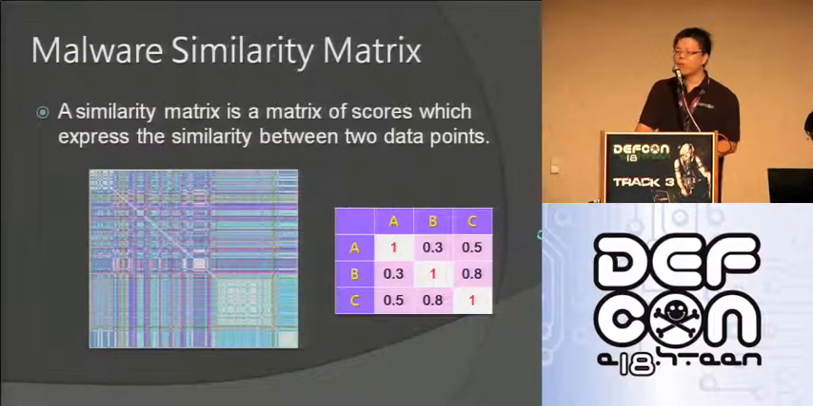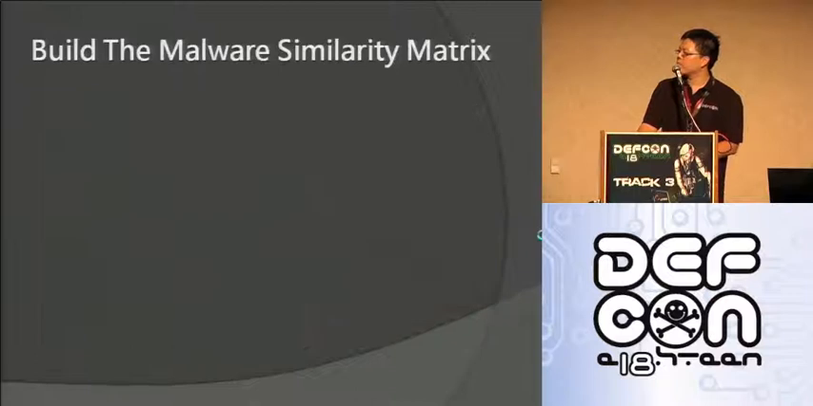So the way we do malware clustering is we try to compute the similarity between these malware instances. Our final result will be a similarity matrix, which is a score that indicates how similar any two instances are compared between each other. So we will build a similarity matrix of the malware samples that we collected.